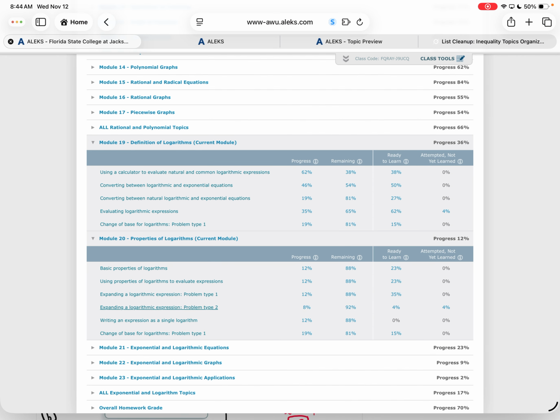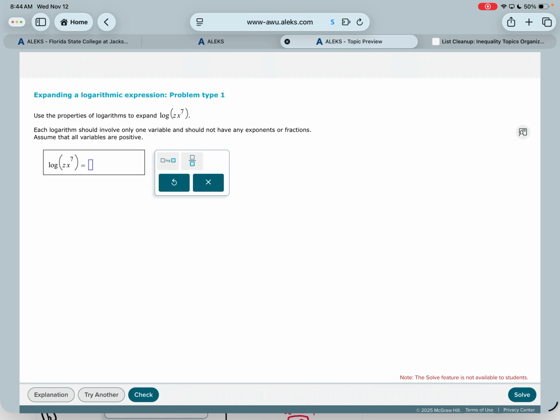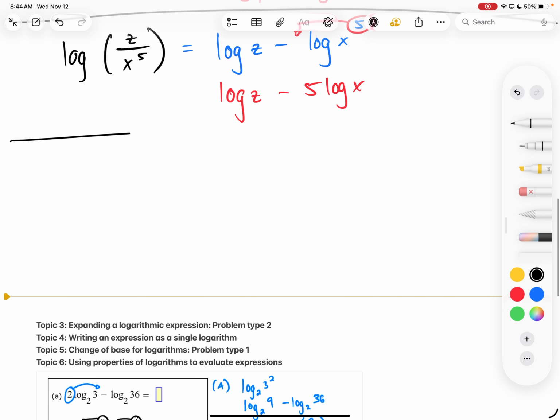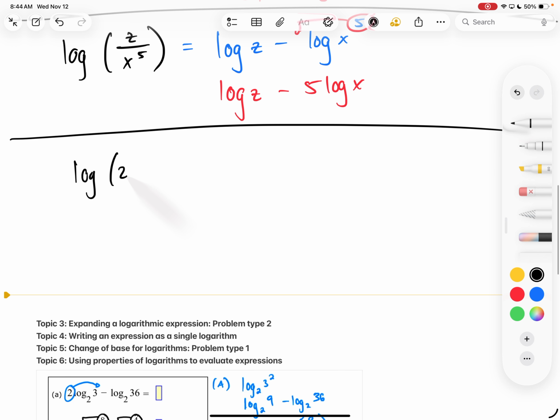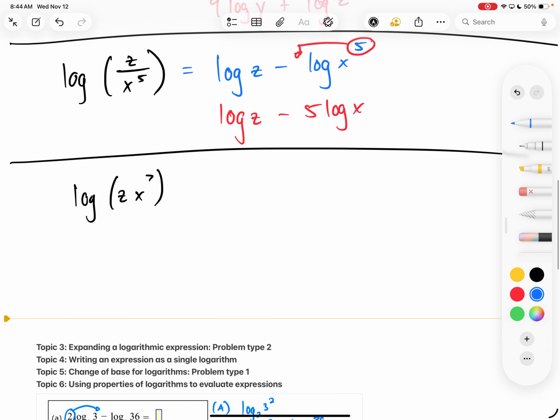All right, I'm going to go back to the other one, just show you one little shortcut that I would use. Log of z x to the 7th. Just to help before we get to the long one. Okay, I'm going to do this in one step because it's pretty easy to do in one step. I mean, if we need to do it more, just let me know.